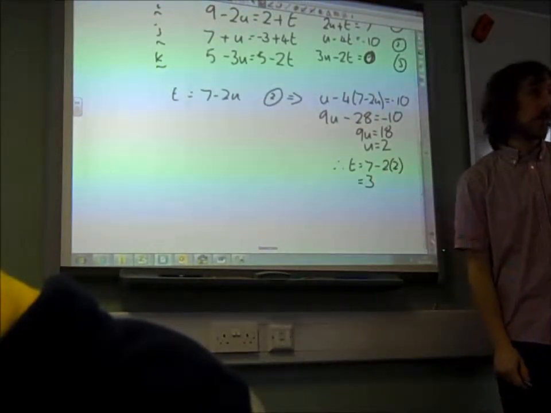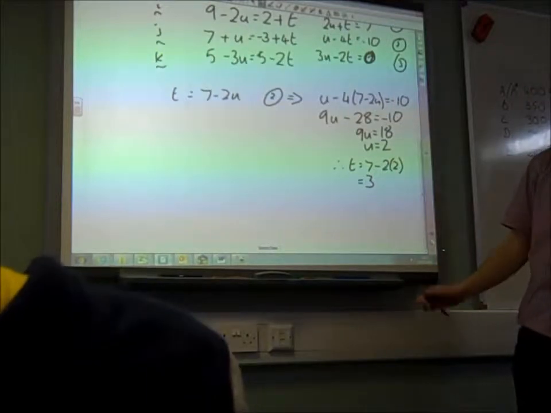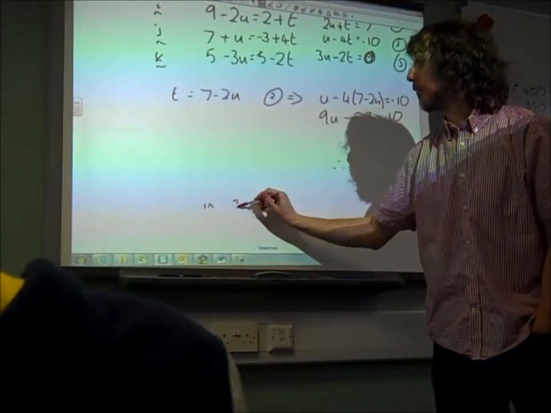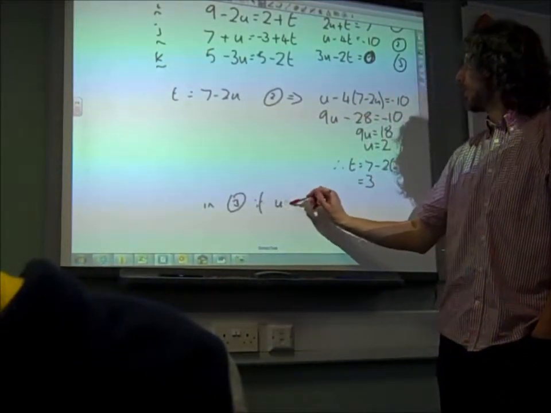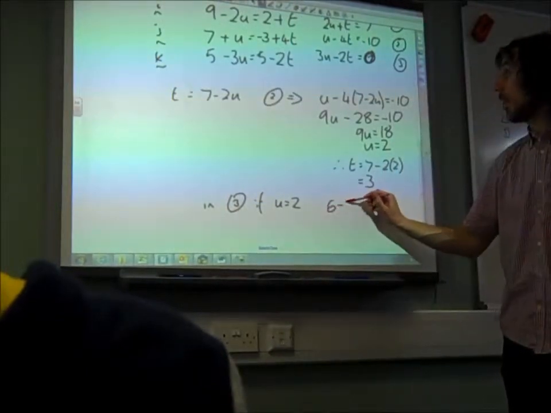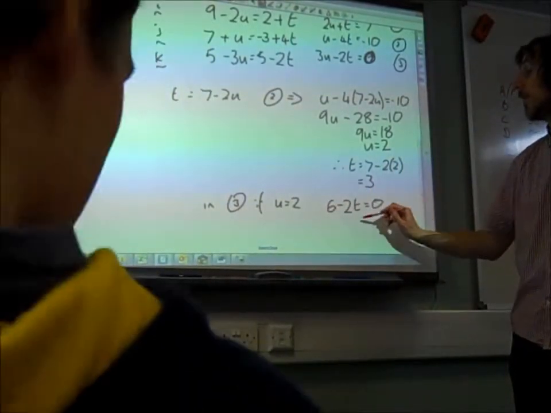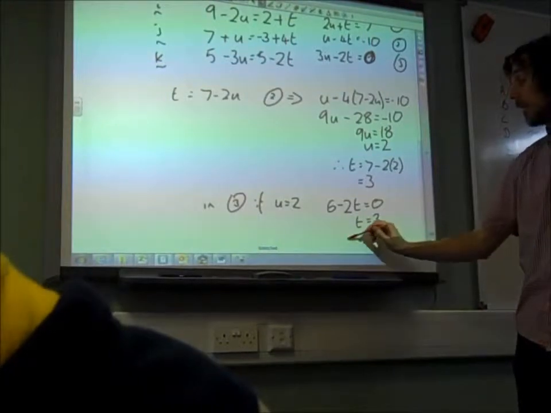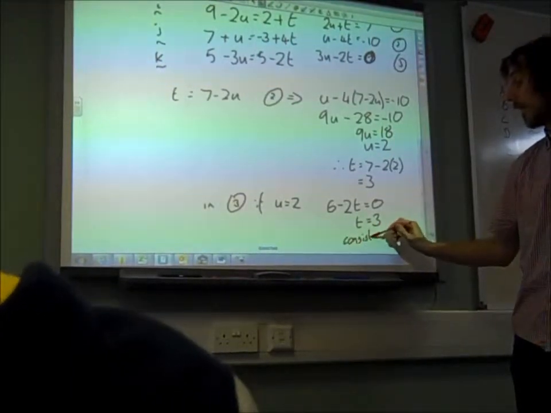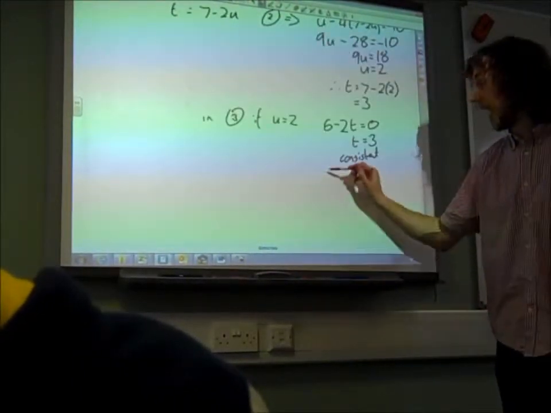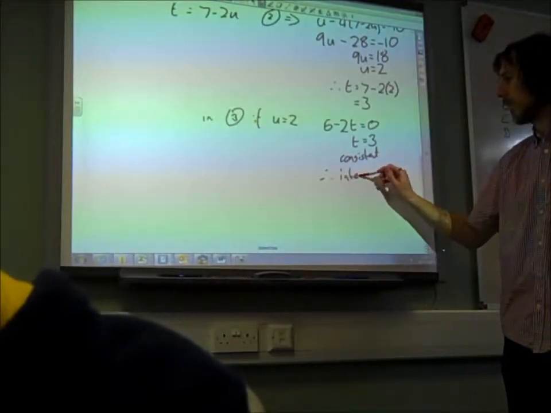We now need to go to the equation we haven't worked with yet and check it's consistent. In equation 3, if u equals 2, we get 6 minus 2t is 0, which gives us t is 3, which is consistent. Therefore, they intersect. Great news.